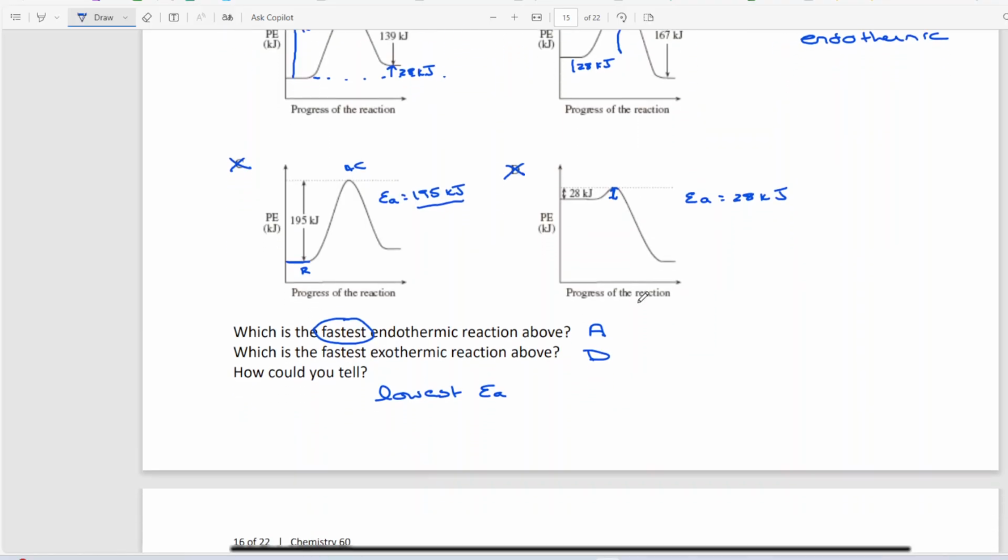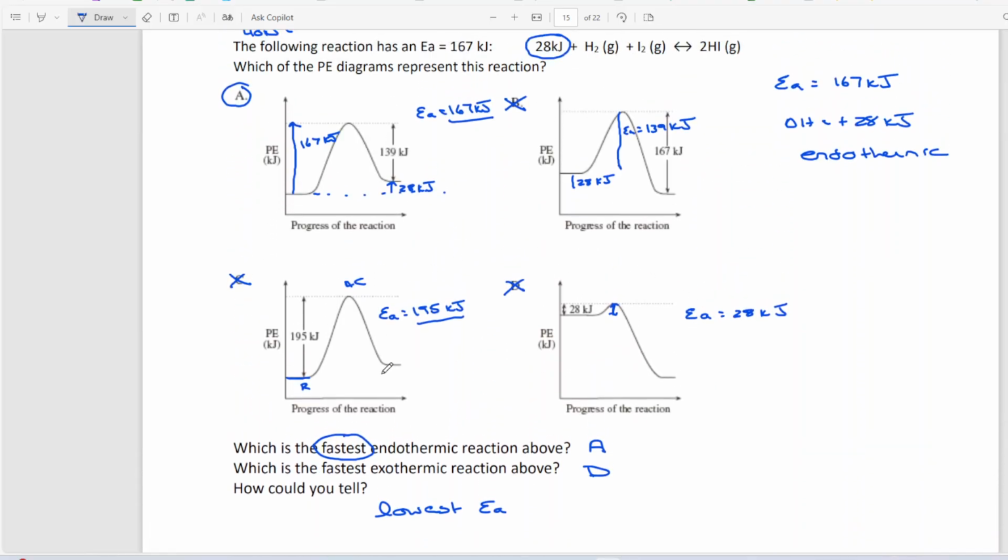exothermic reaction. Awesome. So that's the end of 1.10. Go and practice the questions.